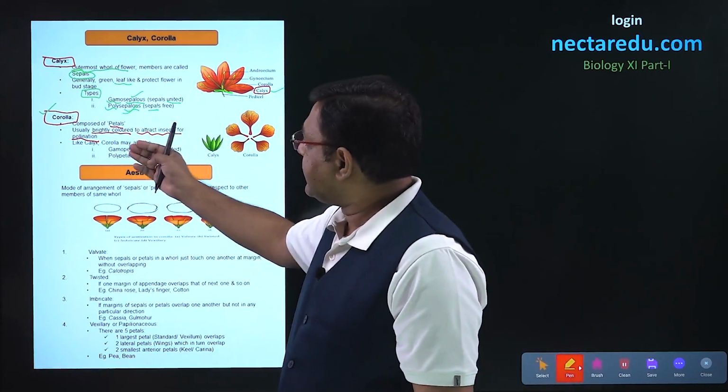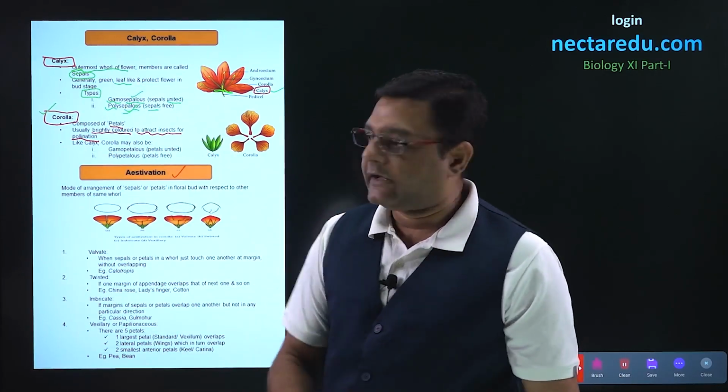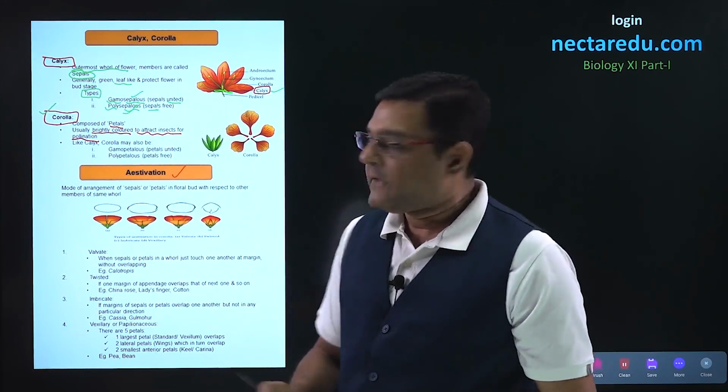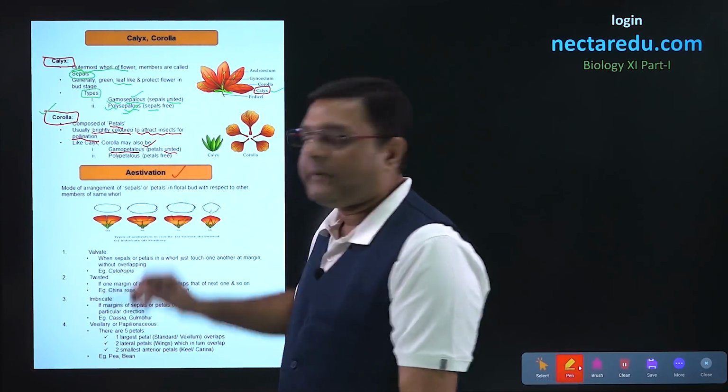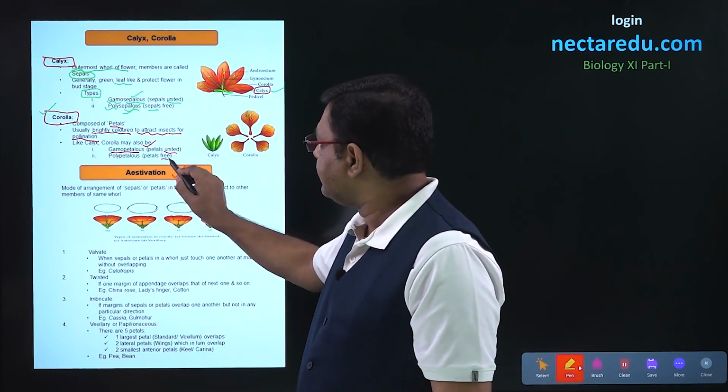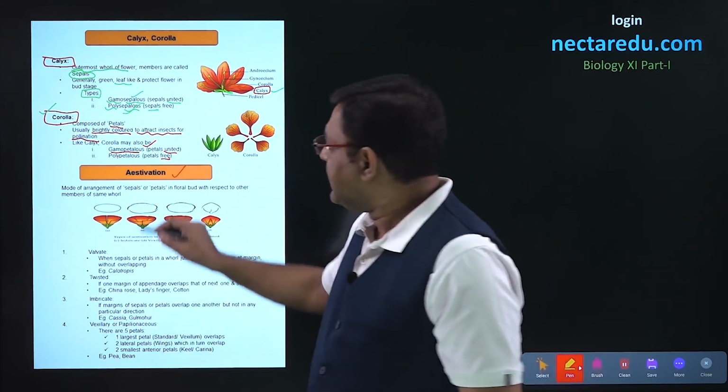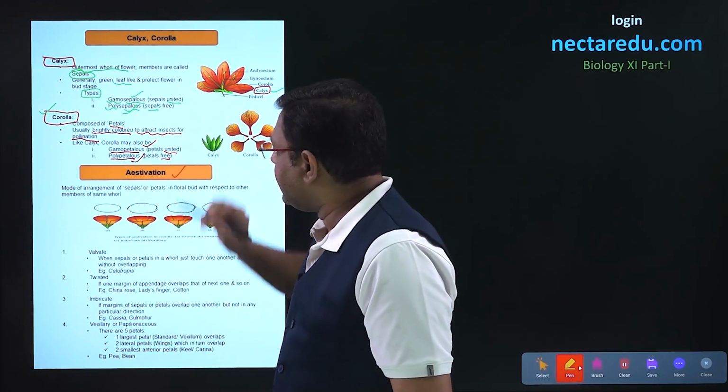The same condition which was present in the case of calyx occurs in the case of corolla. If petals are united, we will call it gamopetalous, and if petals are free, not joined to each other, we will call it polypetalous condition.